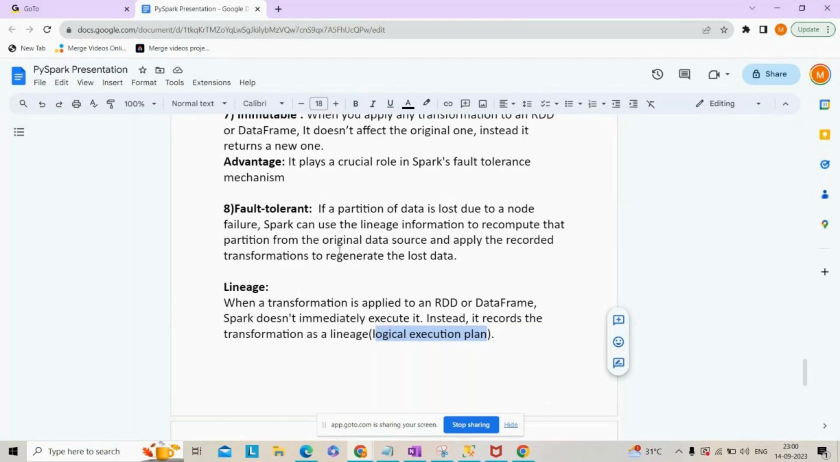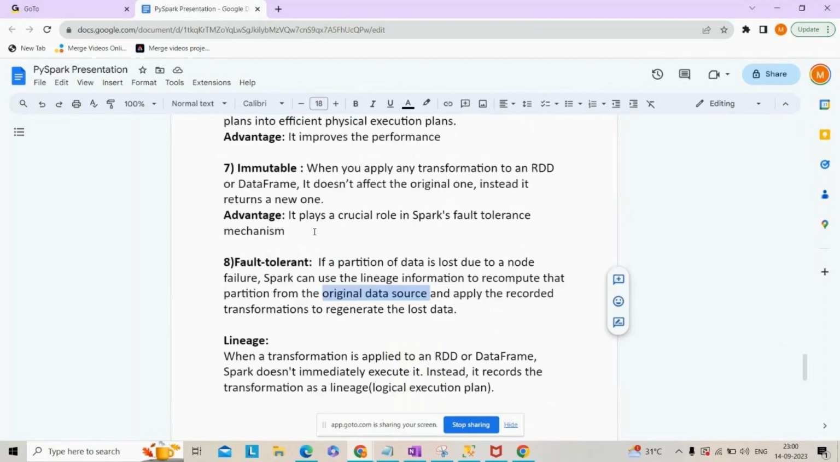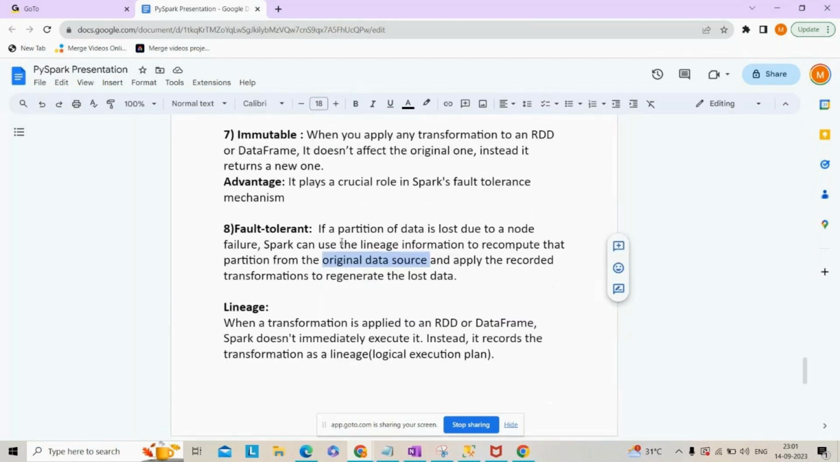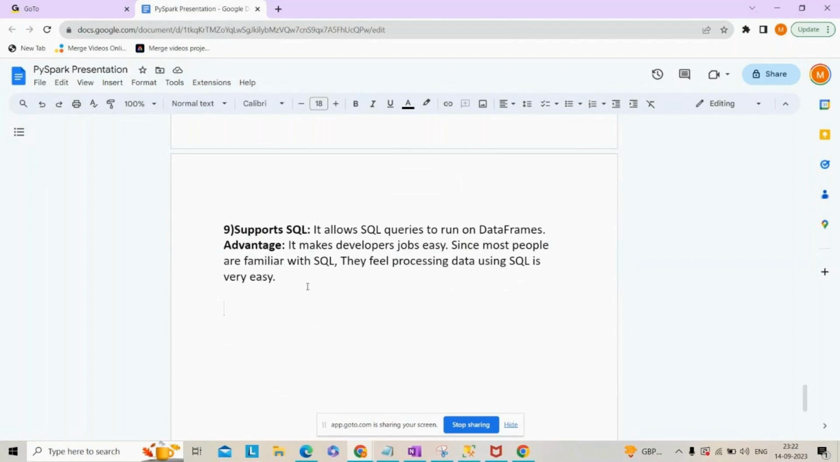Now you have one question. What if the original data source is modified? We discussed that it is immutable. When you apply any transformation on RDD or data frame, it doesn't affect the original one. It returns a new one. Understand? Right.